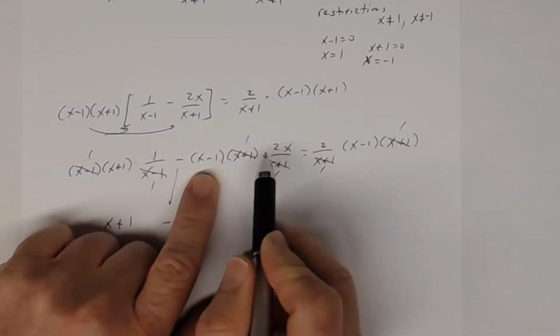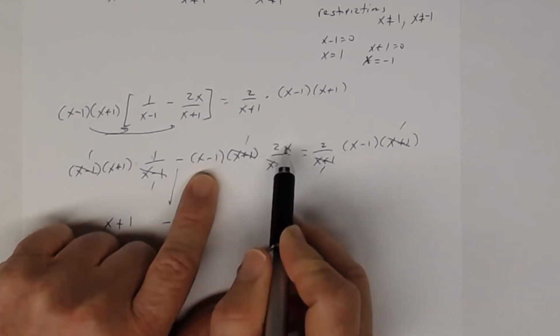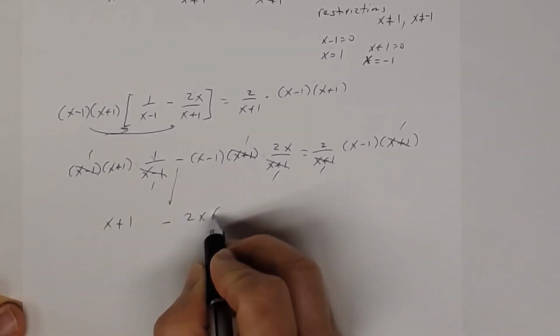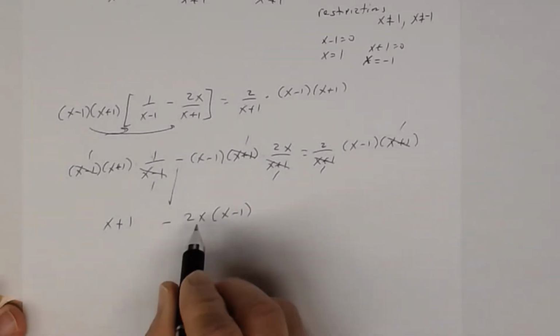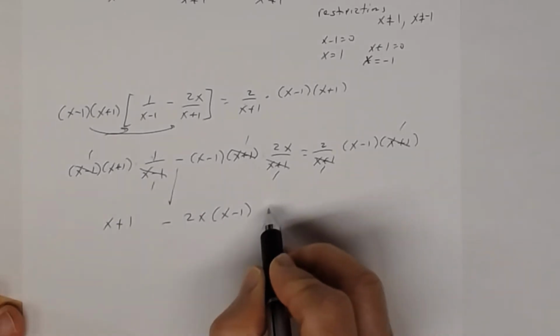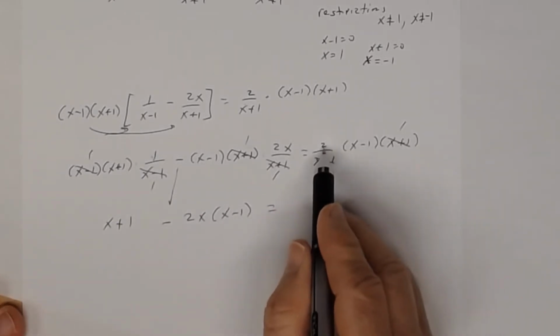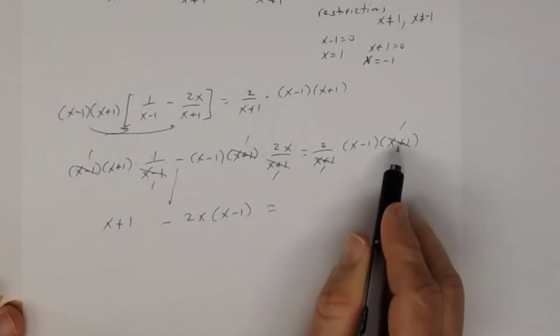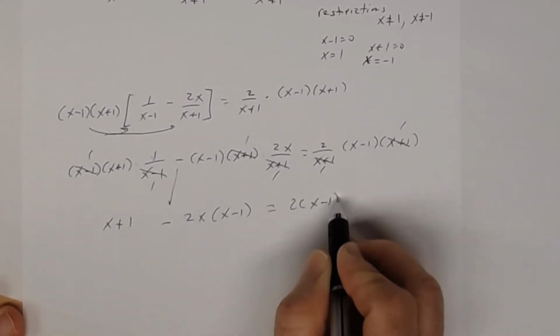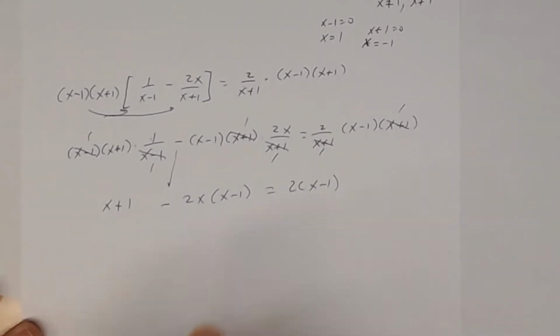And then x minus 1 times 2x. So let's put that monomial in front of the 2x minus 1. So that'll be 2x times x minus 1. By doing that, it's going to help us to easily distribute. Equal, and then here you get 2 times x minus 1 times 1, which is just 2 times x minus 1.